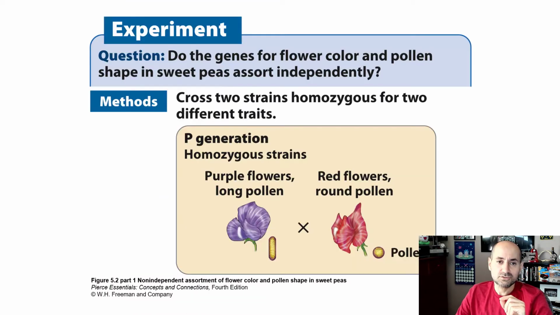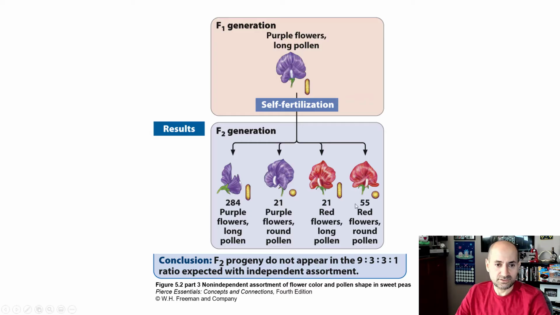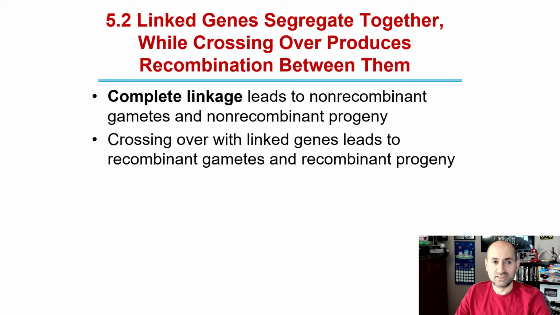So the only reason you see these new combinations, purple round and red long, is due to crossing over events. And that's why it's so rare. You see 21, 21. So there you go. Crossing over is the only way to get recombinants of linked genes. Okay, very interesting stuff. So again, you're not disproving Mendel. You're just expanding on Mendel's concepts to include linked genes, genes that are on the same chromosome.